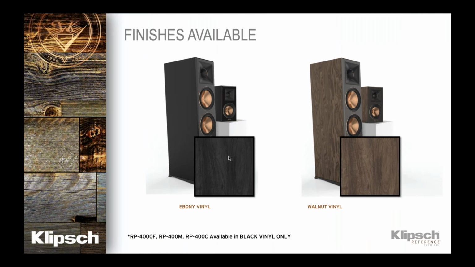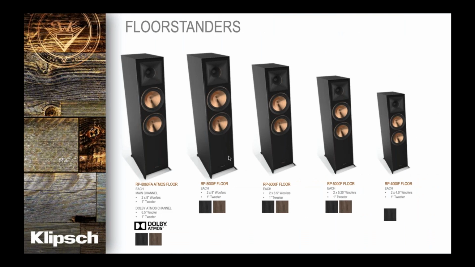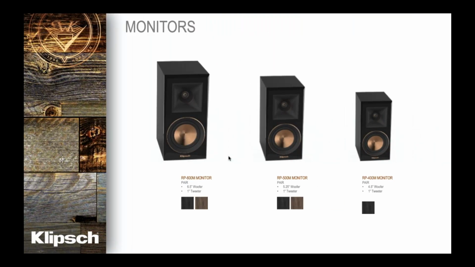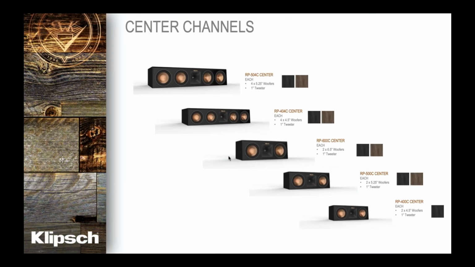About 90% of the models we sell are ebony, about 10% walnut, but obviously anybody with a little bit of a taste for mid-century design is going to go for that walnut vinyl. It's a beautiful piece. It's what I have in my house. Here's just a little bit more detail on each of these models that we just talked about. So 3 monitors, the 600M, 500M, and 400M. Something to keep in mind, the 4-inch models, the smaller entry-level models in the Reference Premier line, are only available in black.